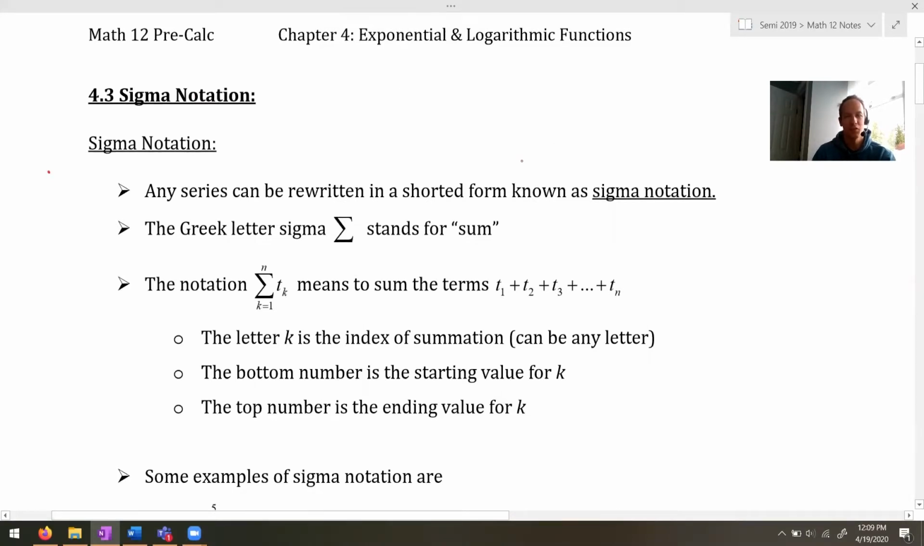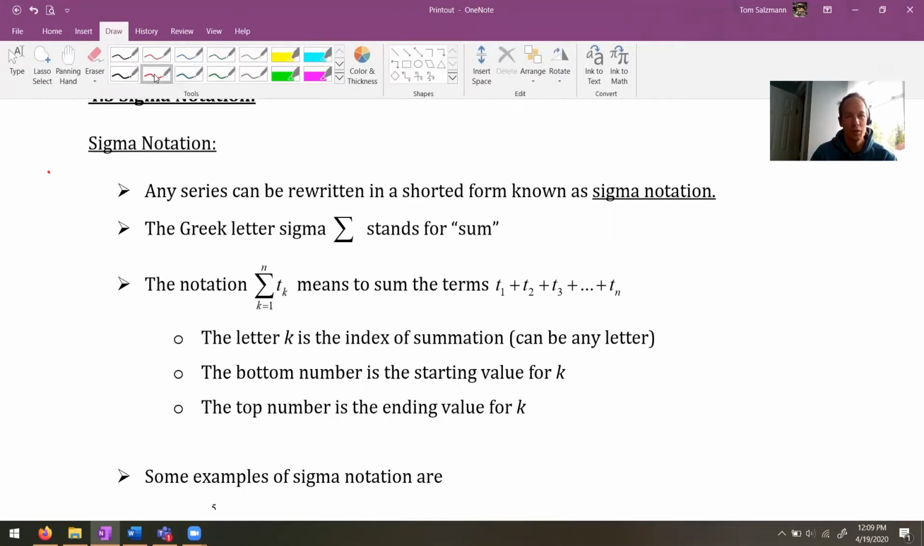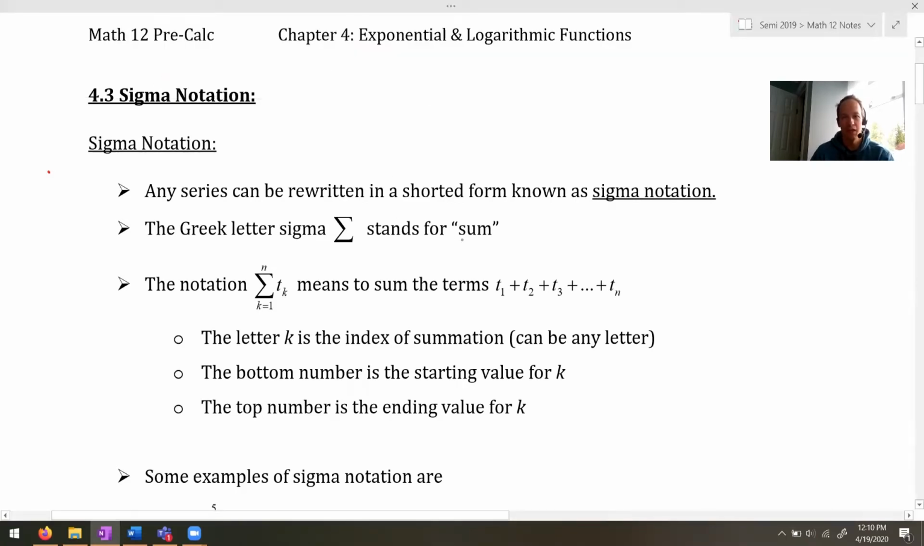So, sigma notation. What am I talking about when I say sigma notation? Sigma notation is borrowing from the Greek alphabet, and it's a way that we can rewrite series without having to write all the terms out in a long way. This symbol right here is the Greek capital sigma letter, so that stands for sum. S is for sigma, S is for sum.